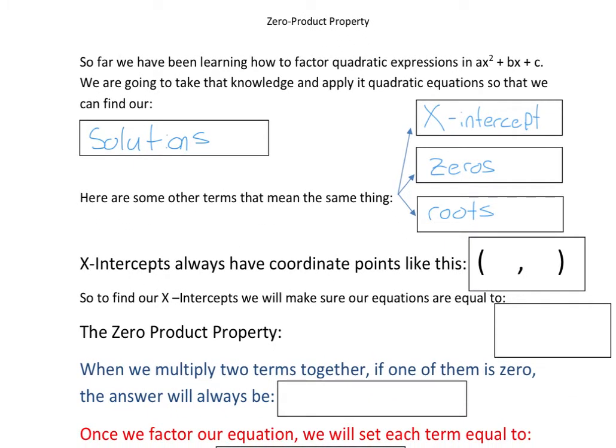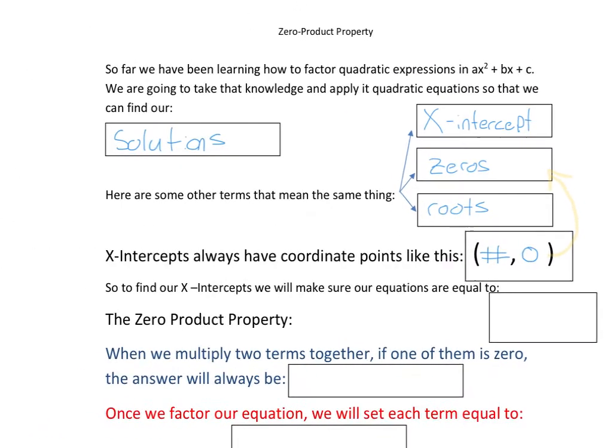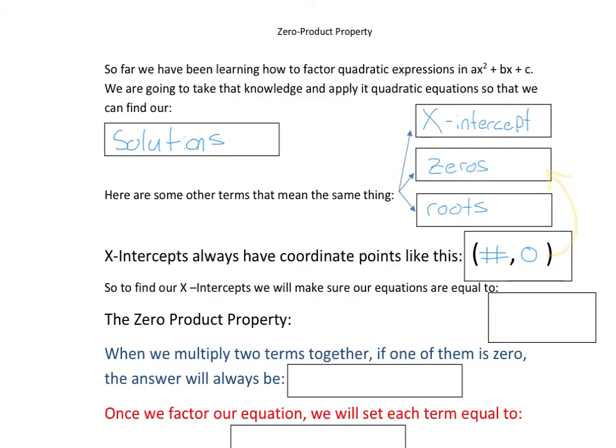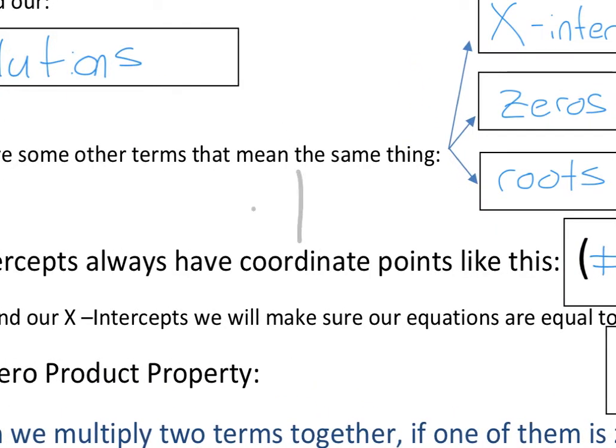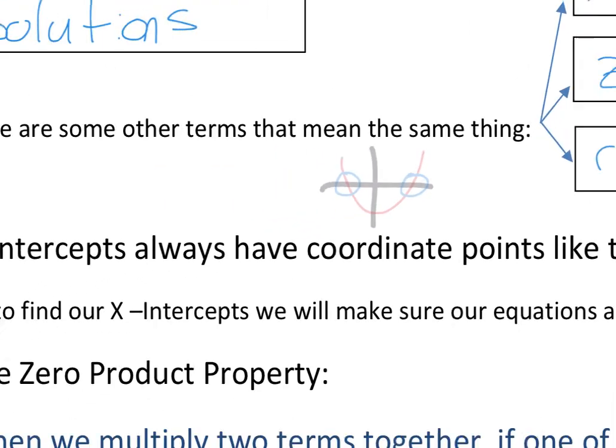So x-intercepts always have coordinate points like this, to where there's some number for our x-coordinate, and the y-coordinate is 0, right? And this is one reason why they're called zeros, because the y-coordinate is 0. And remember that visually, x-intercepts or roots or solutions, any of the ways that they might choose to express it to you are, if I was to draw a quadratic, would be the two spots where we cross over the x-axis.